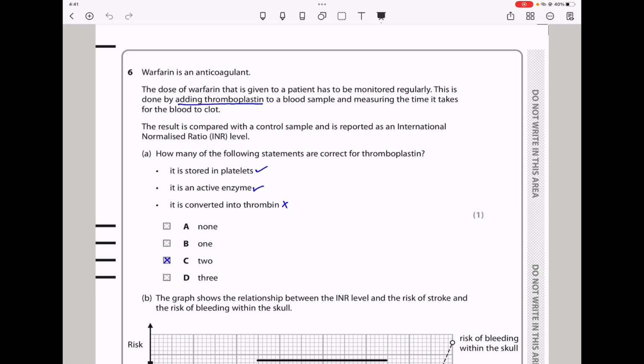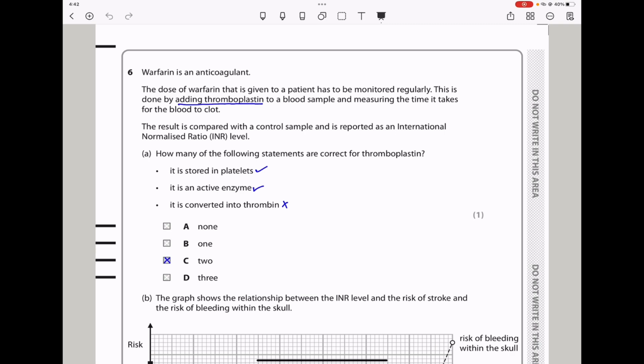Question 6. Warfarin is an anticoagulant. The dose of warfarin that is given to a patient has to be monitored regularly. This is done by adding thromboplastin to a blood sample and measuring the time it takes for the blood to clot. The result is compared with a control sample and is reported as an international normalized ratio, INR level. How many of the following statements are correct for thromboplastin?